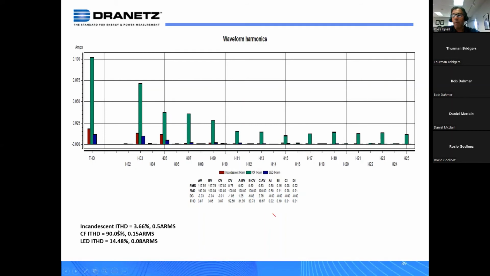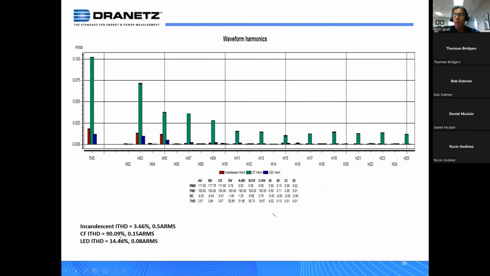You can see the CF bulb is pretty distorted, 90%. We did this a couple of years prior to this test, and it was well over 100% for the bulbs that we chose. But look, we're only talking 150 milliamps here. So high distortion, but low current draw. Low distortion, but high current draw for the incandescent bulb. So this is more of a loading problem for incandescent bulbs, not a distortion problem. This is a distortion concern for the CF bulb, not a loading problem.